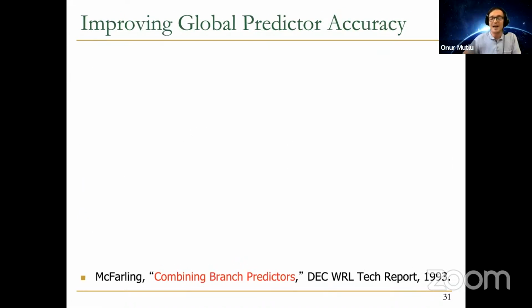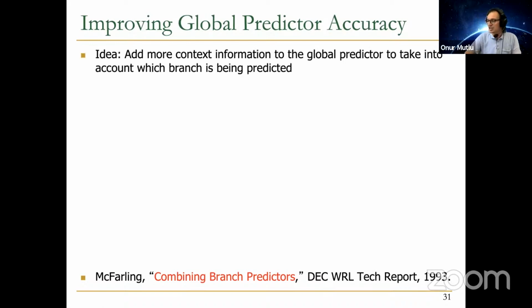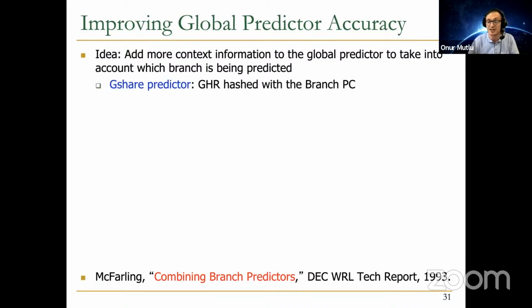Okay, to improve global branch predictor accuracy, people have added more information. Essentially, one improvement is to add more context information. We just use the global branch history register, GHR, to index the table. We don't use program counter information. So people realized that program counter information is also valuable. So why don't we hash these 2 types of information so that we can have more information about which branch is being predicted? That's the idea of the gshare predictor, which was introduced by the paper that I assigned you, the combining branch predictors paper. GHR is hashed with the branch PC.